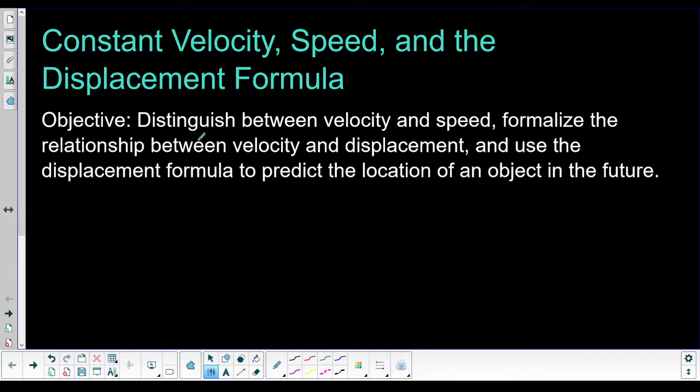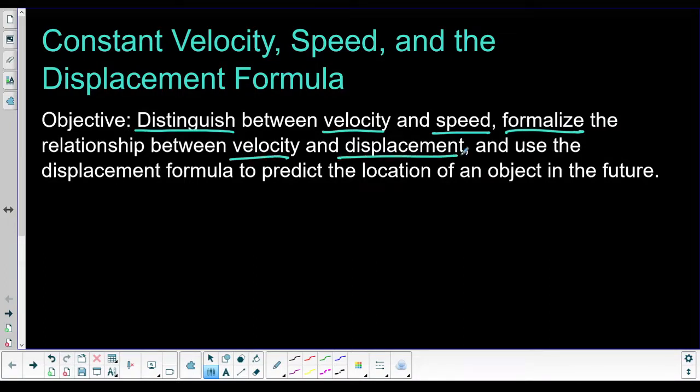All right. We're going to talk about velocity and speed and the difference. I didn't write the word difference, but distinguish between them. We're going to formalize, which means we're going to really nail it down, talk about definitions and stuff. The relationship between velocity and displacement. We'll revisit that idea later.